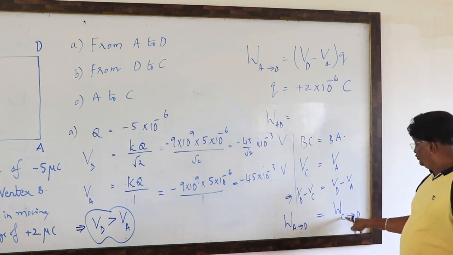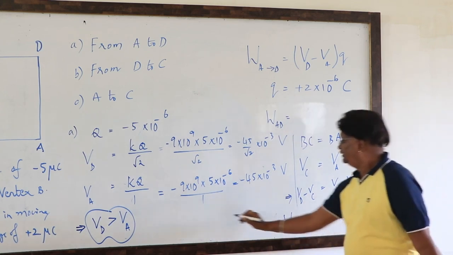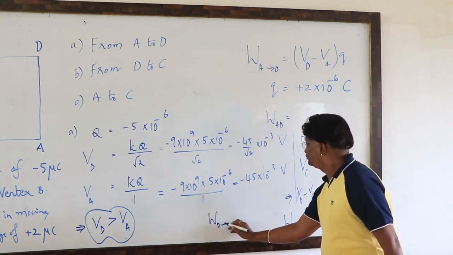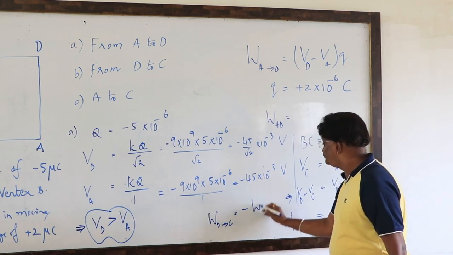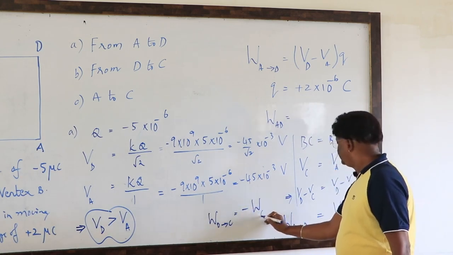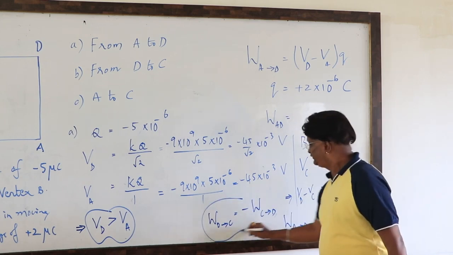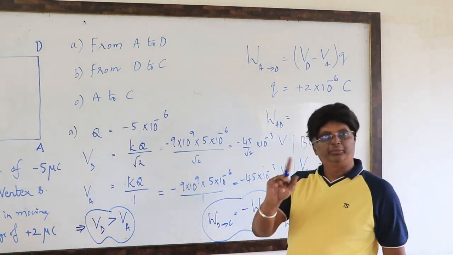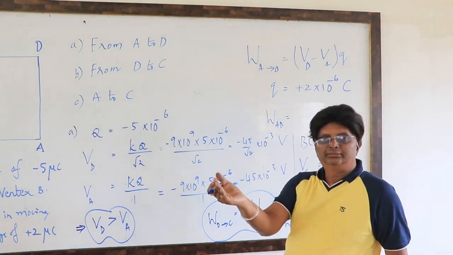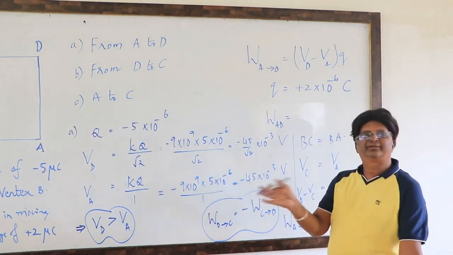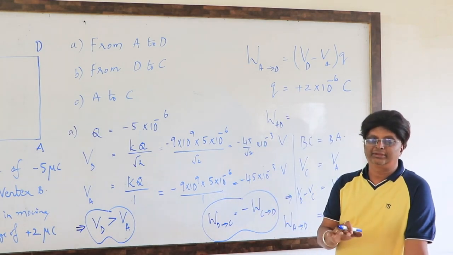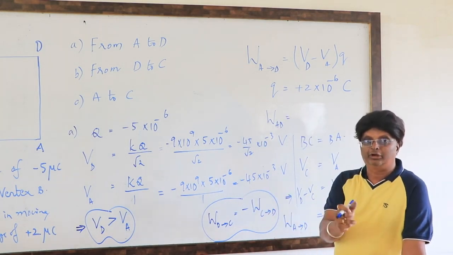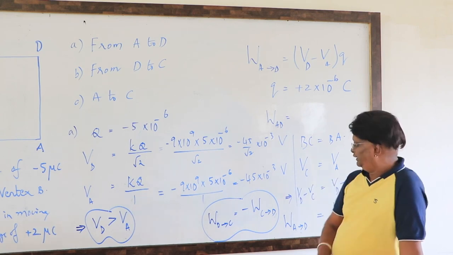Supposing if I do WD to C, then what does it imply? WD to C is negative of WC to D. Is it not? Suppose if it is higher to lower, then C to D becomes exactly opposite. Lower to higher it becomes exactly the reversal of the order. Therefore, you will get the negative sign.